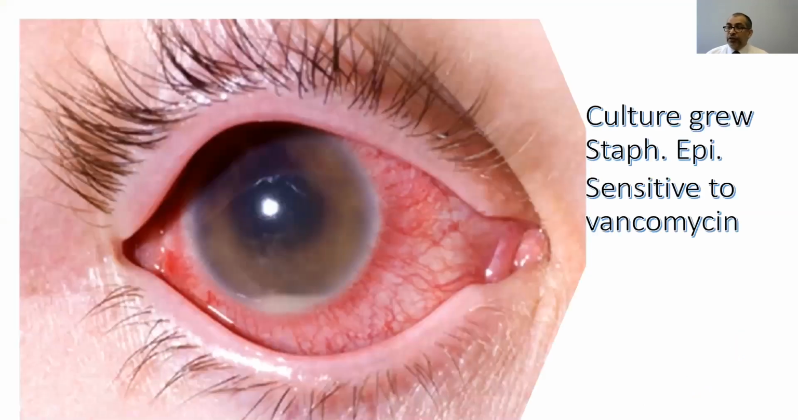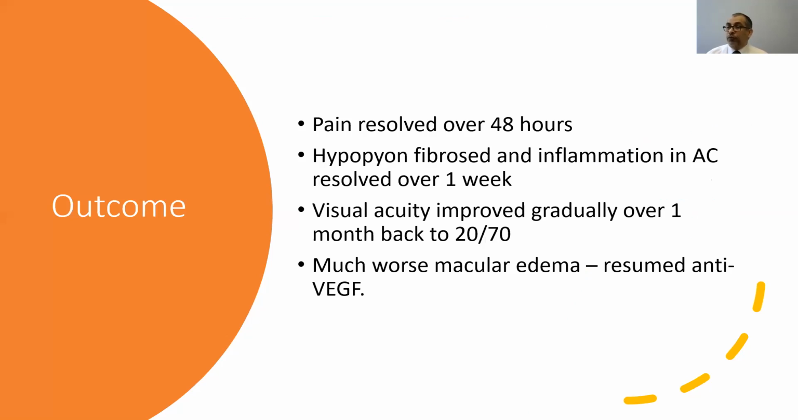So back to this patient, our culture was staph epi, and thankfully sensitive to vancomycin. And we followed her up daily. Pain resolved over 48 hours. The hypopyon fibrosed, and the inflammation in the AC resolved over the next week or so. And her visual acuity over a month gradually improved back to 20/70.